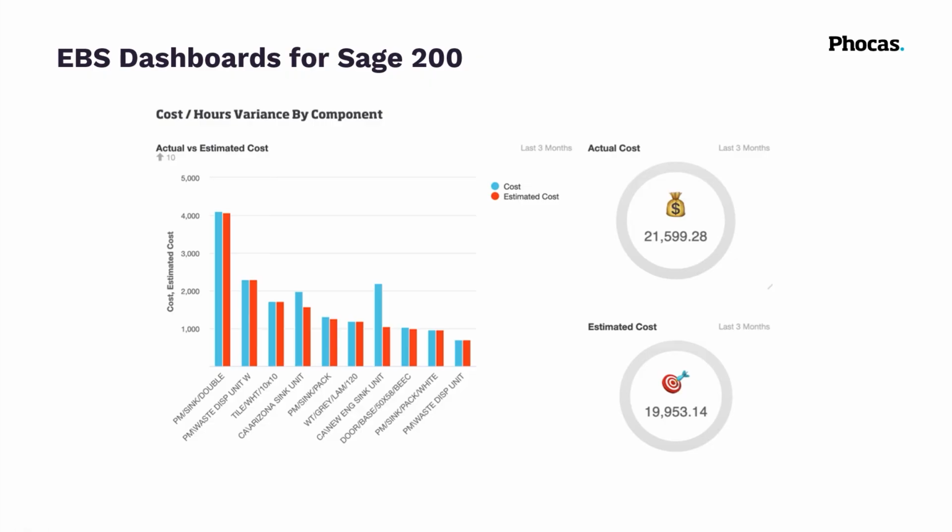But that visualization there, you can very quickly slice and dice at any point. So maybe you just wanted to take a look at that waste disposable unit and just have a look at the underlying transactions that sit beneath that. And that's all a couple of clicks away.